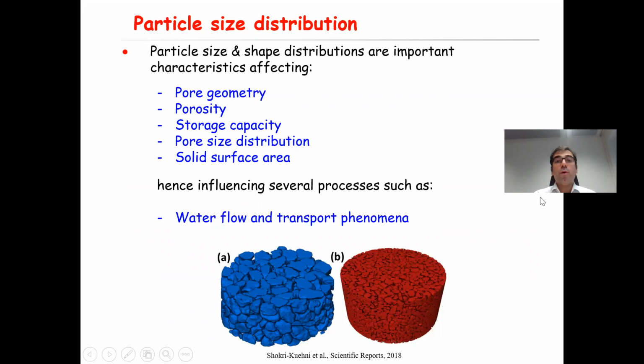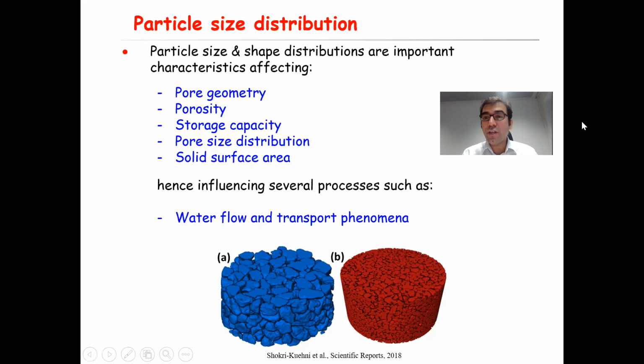Now let's look into the particle size distribution. It is important to have a clear understanding of the particle size distribution of the porous media because it influences pore geometry, storage capacity, pore size distribution, porosity, solid surface area, and all these parameters. These are important because they then affect the subsequent processes occurring in porous media, such as water transport, contaminant transport, and in general transport phenomena. So it's important to have a clear understanding of the particle size distribution and shapes.